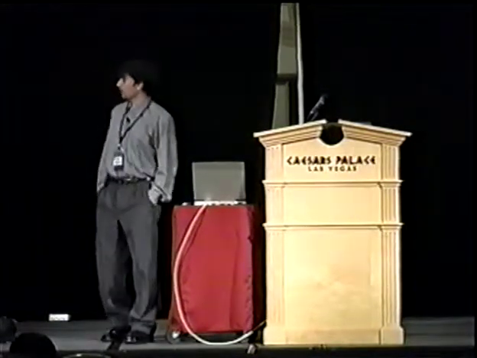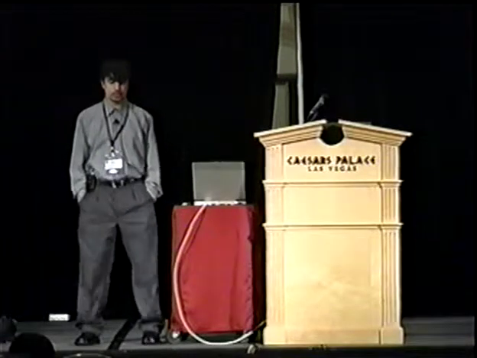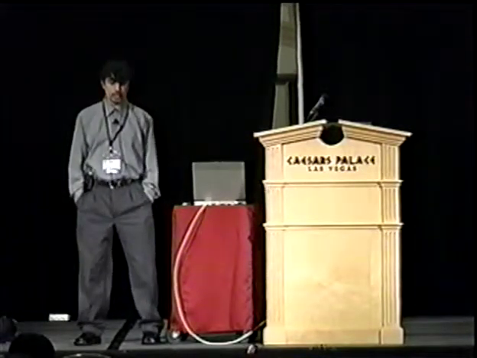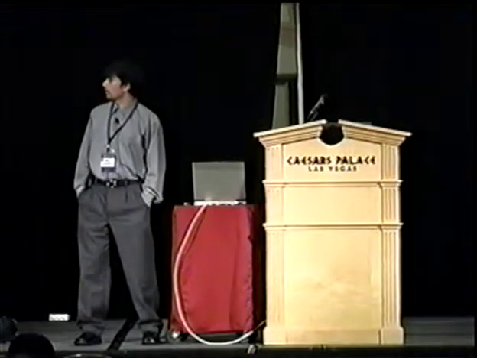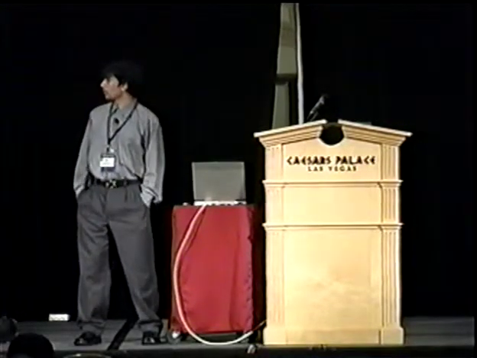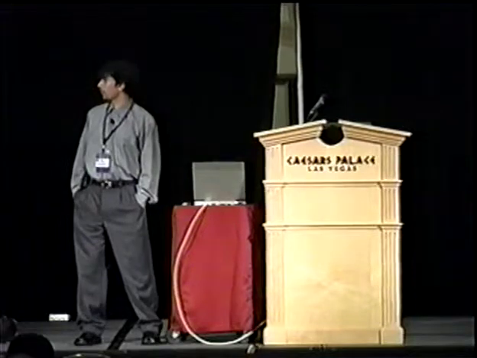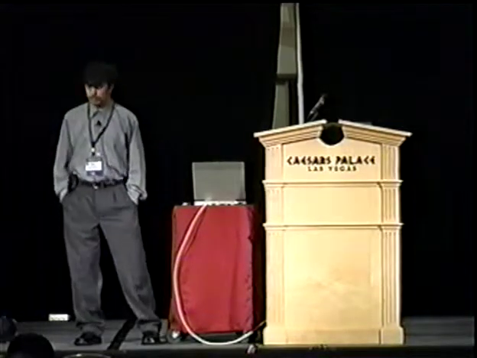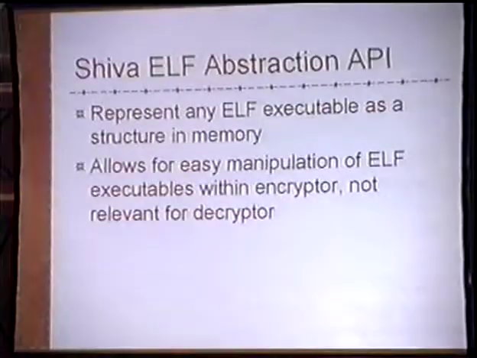One thing that we ran into when starting to develop Shiva was dealing with the ELF format and what's the best way to do it. It's a reasonably complex file format. There are a lot of different fields within the headers, and I honestly got very tired of using static offsets into headers to look at the data in the headers.